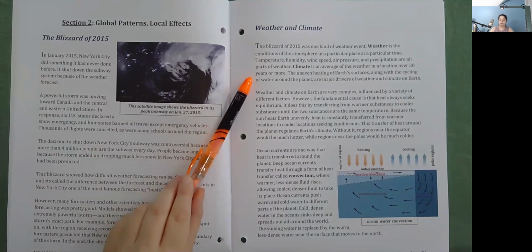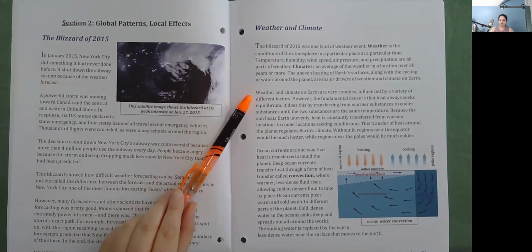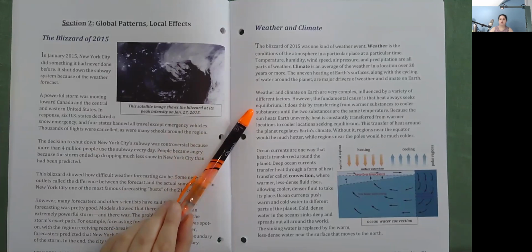The uneven heating of Earth's surfaces, along with the cycling of water around the planet, are major drivers of weather and climate on Earth. Weather and climate on Earth are very complex, influenced by a variety of different factors. However, the fundamental cause is that heat always seeks equilibrium. It does this by transferring from warmer substances to cooler substances until the two substances are the same temperature.